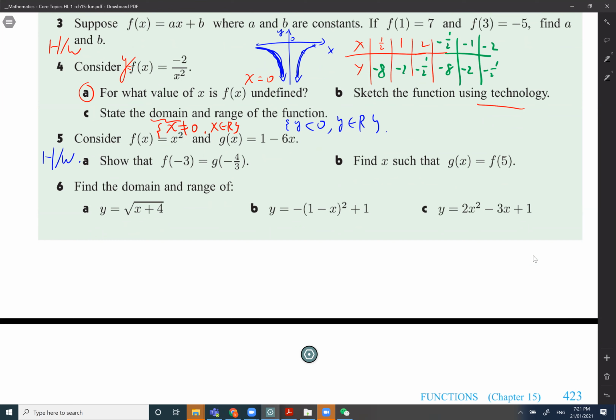Number 6, domain and range. We need to check all 3. Very typical. For this type of question, you can just sketch the graph roughly.